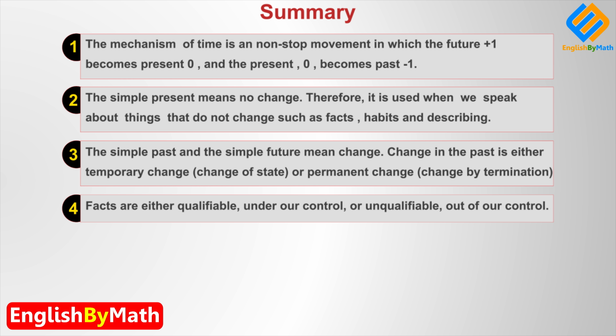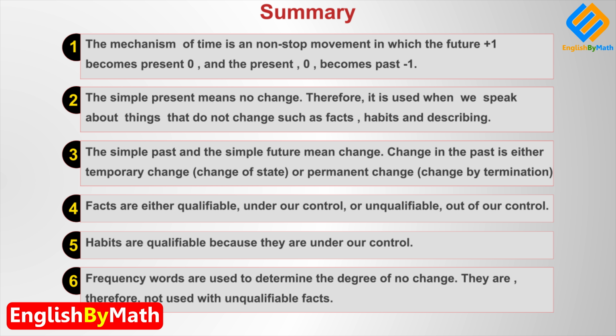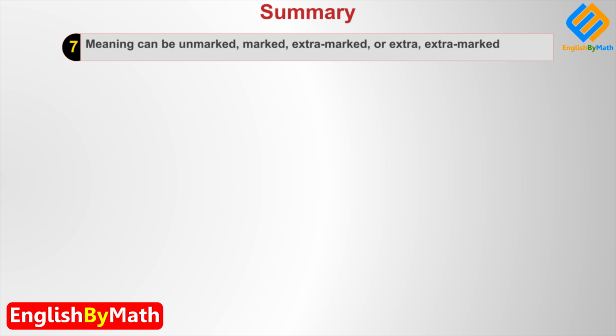4. Facts are either qualifiable under our control or unqualifiable out of our control. 5. Habits are qualifiable because they are under our control. 6. Frequency words are used to determine the degree of no change. They are therefore not used with unqualifiable facts. 7. Meaning can be unmarked, marked, extra marked, or extra marked.